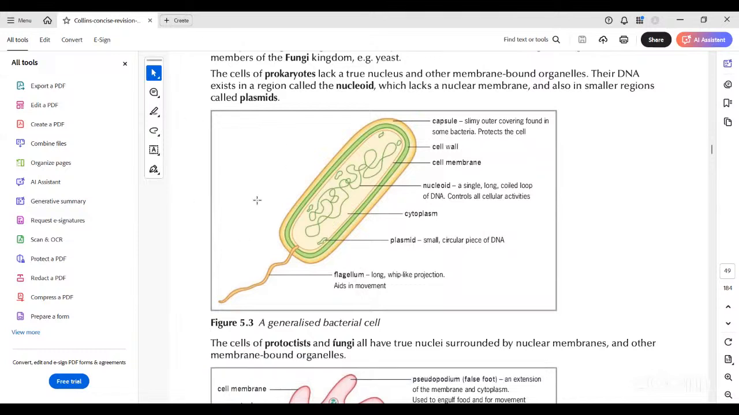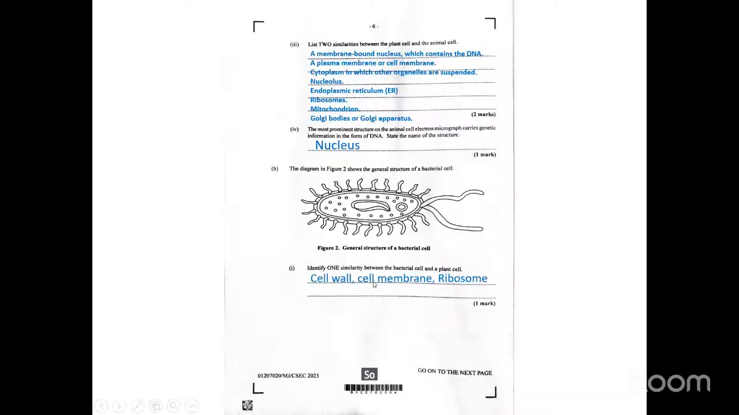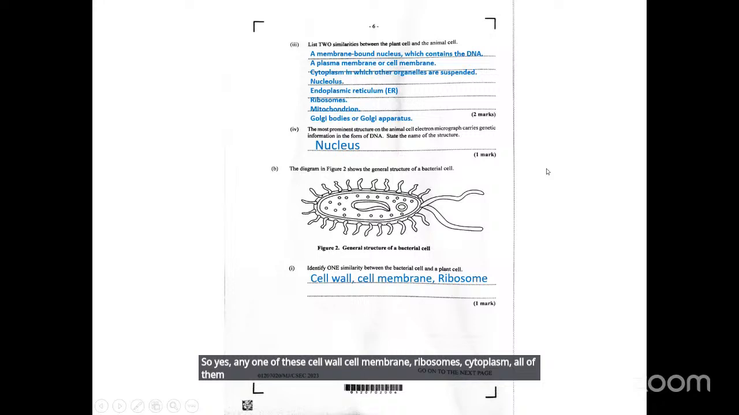So are we familiar with this? If we're not, we can take a screenshot of it, or draw it. If we have the book, we make a note. All right? Comfortable? Yes, sir. Okay. So yes, any one of these: cell wall, cell membrane, ribosome, cytoplasm, all of them would be accepted. Moving on.